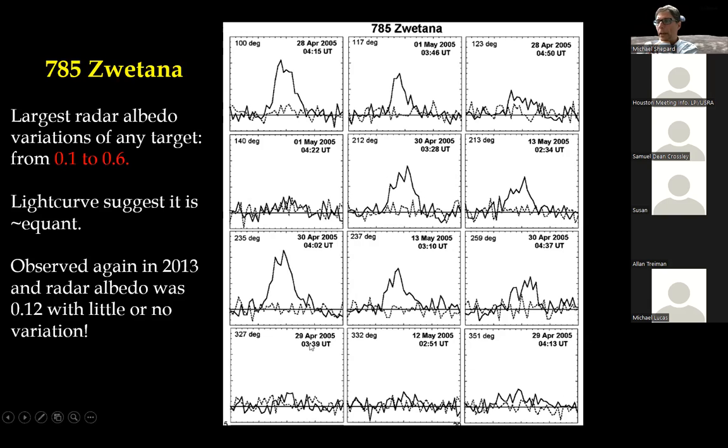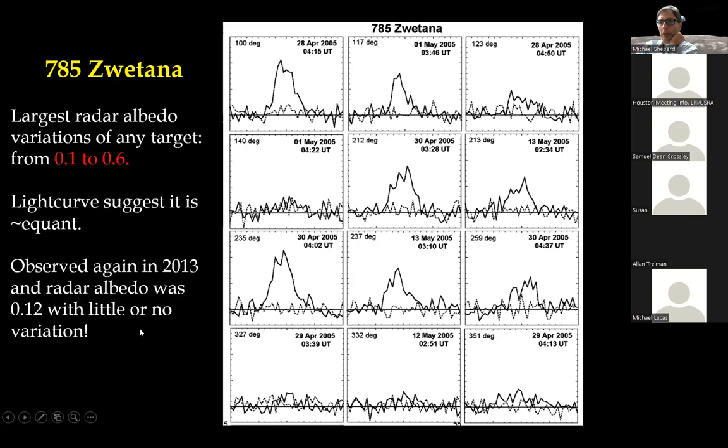And then it's there, and then it goes away. And so it ranges from 0.1, which is really low for an asteroid, to 0.6, which is about as high as any that we've seen. So, you know, we called it metal rich at the time. We weren't sure what was going on. Maybe its shape was bizarre.